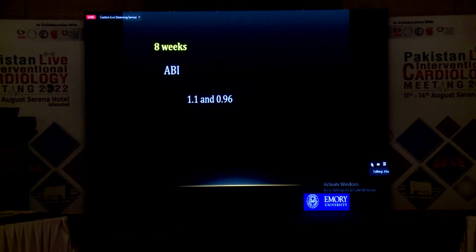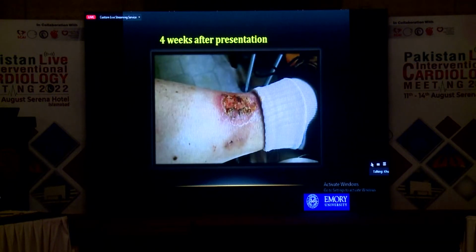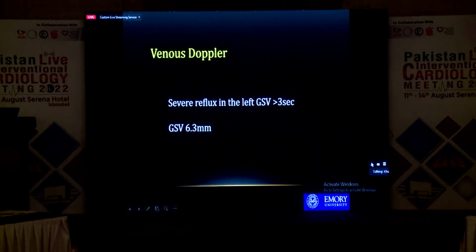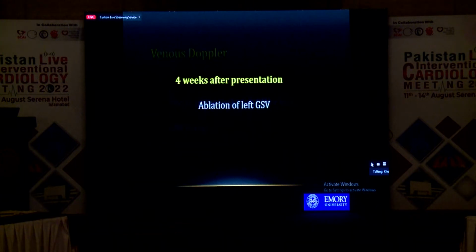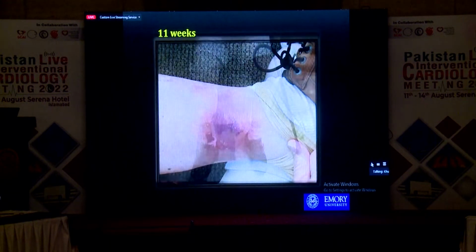arterial circulation was normalized. And then 4 weeks after presentation, the wound had started healing after we had treated the arterial disease. And then he had severe reflux in the left great saphenous vein, and we treated that with ablation. And 4 weeks after the ablation of the left great saphenous vein, the wound had completely healed.